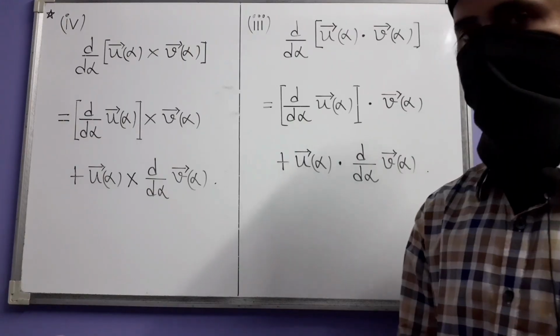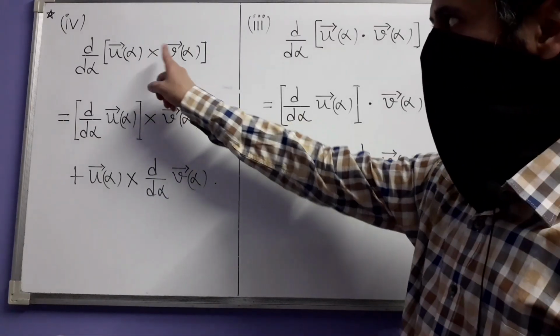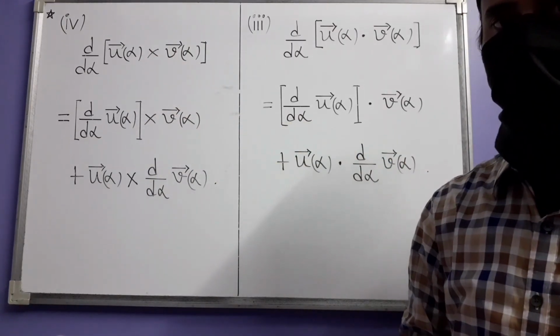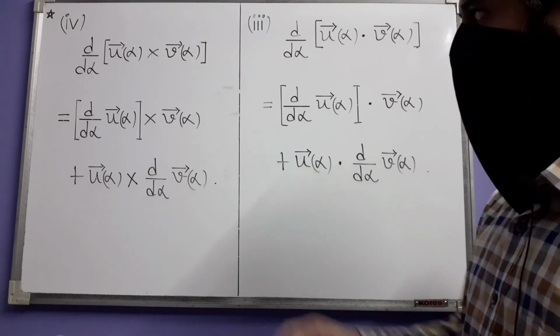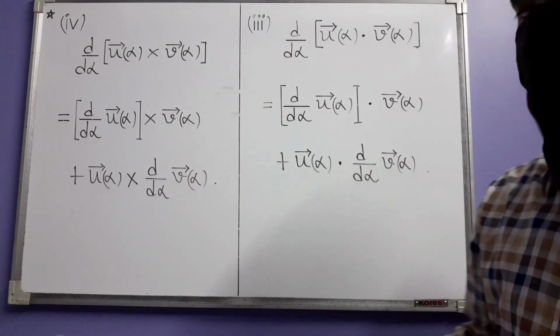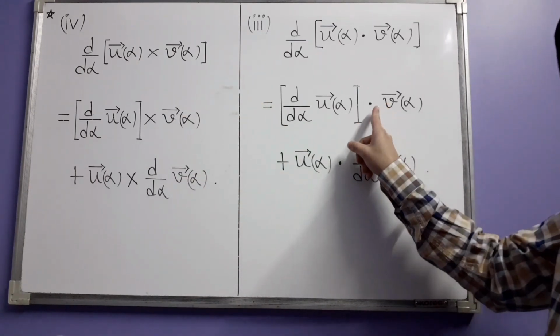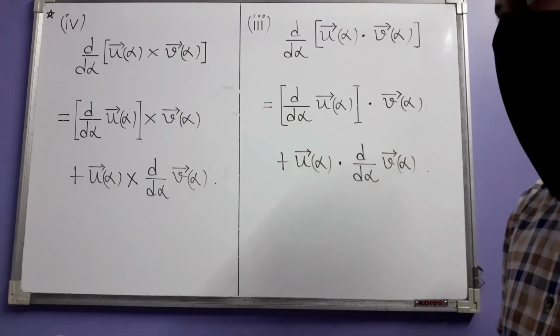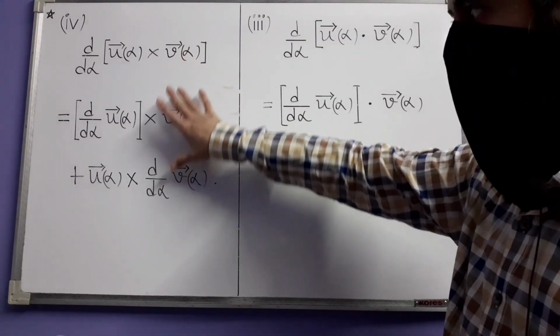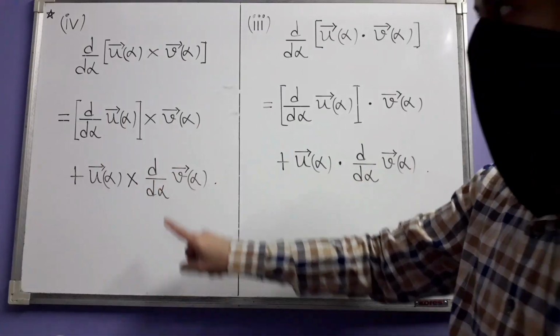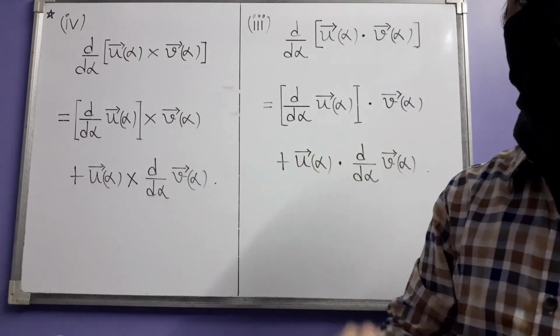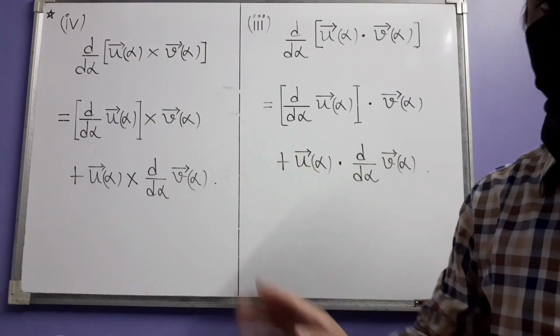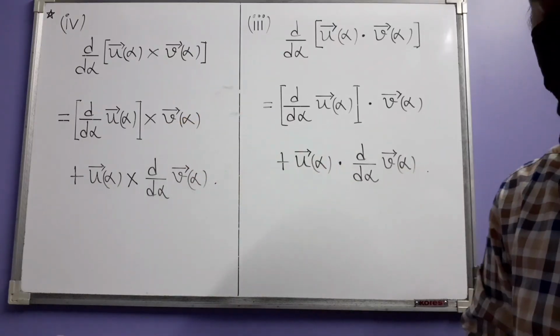And finally we have one more, which involves again u and v, but this time they are vector product. And the form is same. The only difference is that here we have scalar product, here you have vector product. That's just it. But of course, this makes sense only when both u and v are differentiable at alpha. So that those things are there in the background.